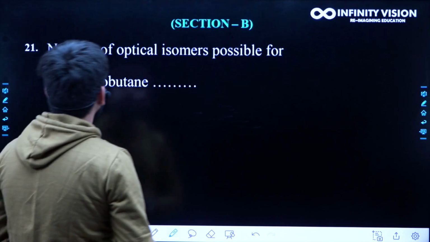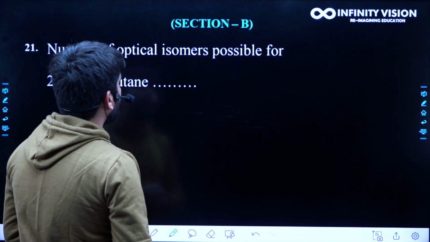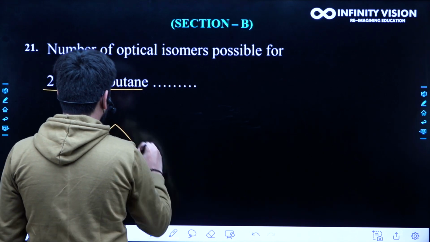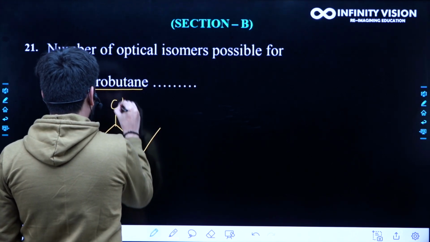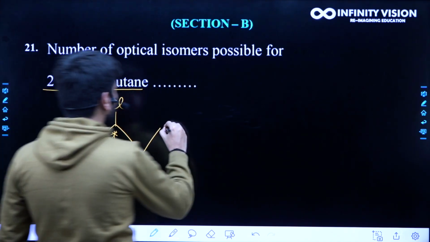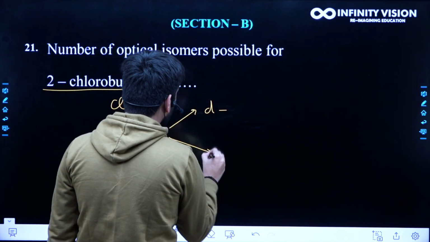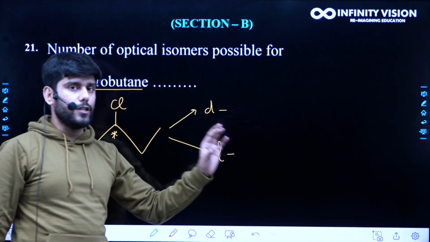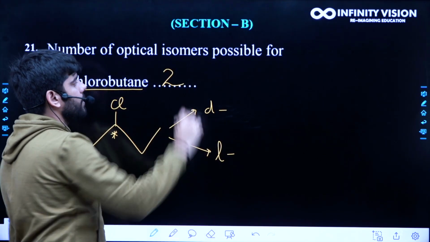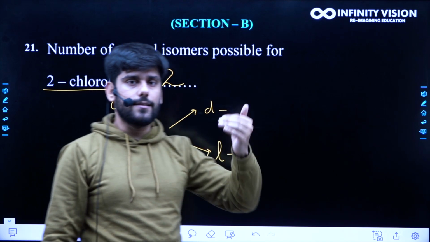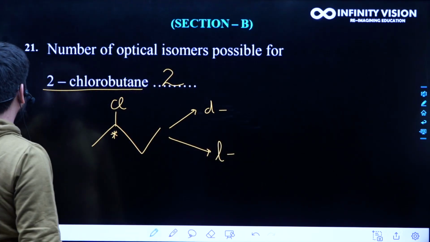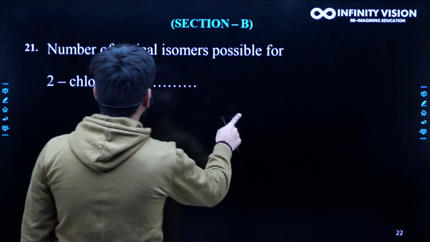All right, section B, question number 1. Number of optical isomers possible for 2-chlorobutane. Now, 2-chlorobutane has one chiral center. If there is one chiral center, it will have a D form and an L form. There exists an enantiomeric pair. So the number of optical isomers is 2. Very simple, it's 2. There exists an enantiomeric pair corresponding to this chiral center.